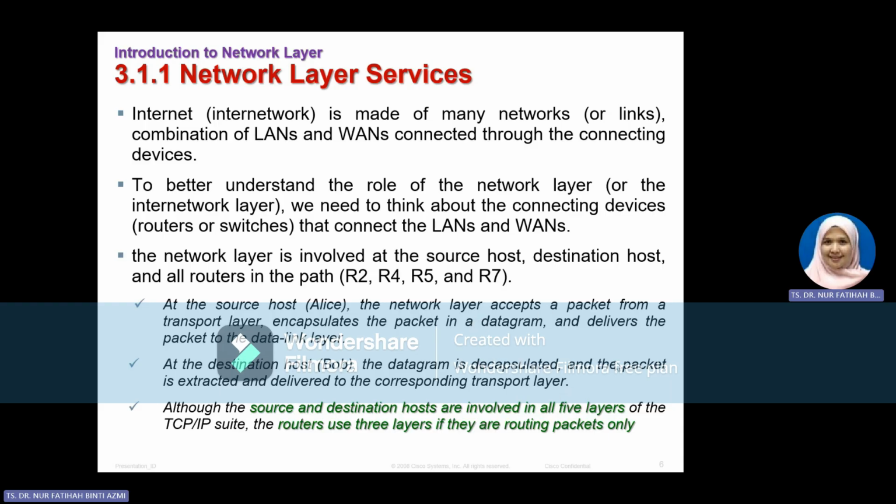The routers in between use only the network, data link, and physical layers. We only use three. So while Alice and Bob use all 5 layers, the routers work efficiently with only 3: the network, data link, and physical layer.